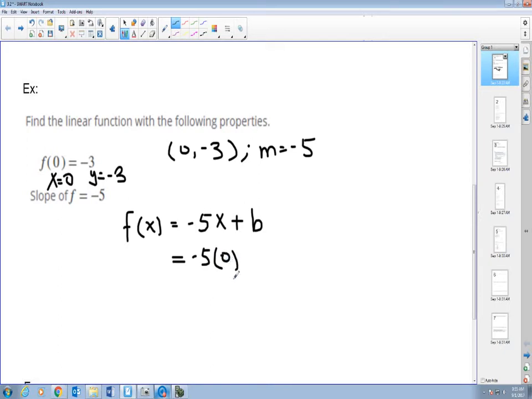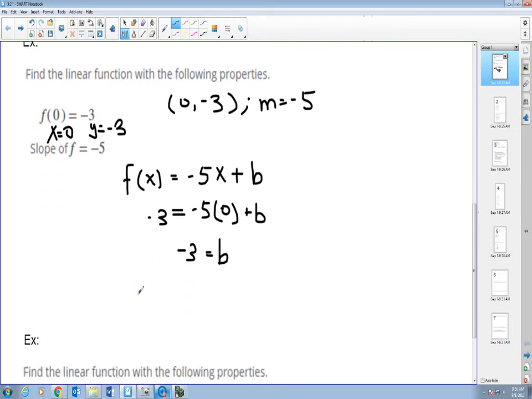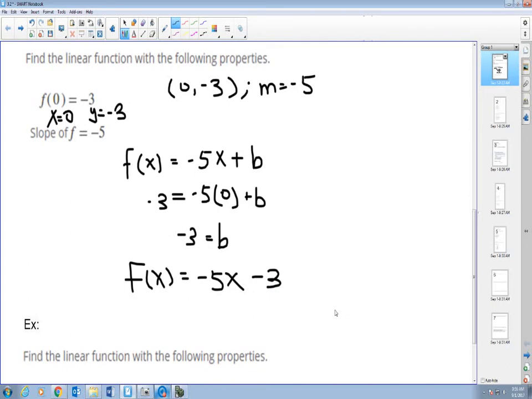So -5 times 0 plus b will equal the y, which is -3. As you can see, -5 times 0 is 0. So my b, the y value of the y-intercept, is still going to be -3. So my linear function f(x) is just going to be -5x - 3. Okay, that's all it is. So this is something you did back in beginning algebra. Here we just, instead of writing y =, we write f(x) =.